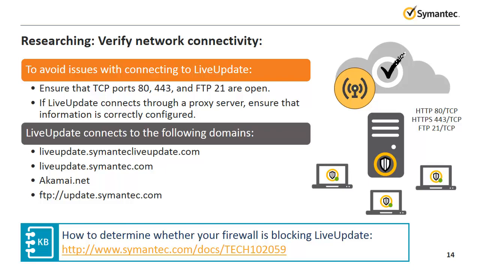The LiveUpdate client connects over TCP ports 80, 443, and 21. If configured to connect to Symantec LiveUpdate, it connects over HTTP for the first 3 domains listed on the screen. If LiveUpdate cannot make an HTTP connection, LiveUpdate connects via FTP to update.symantec.com/opt/content/onramp. If your organization uses an internal LiveUpdate server, you can use HTTP, HTTPS, or FTP. To determine whether your firewall blocks LiveUpdate, see the KB listed on the screen.